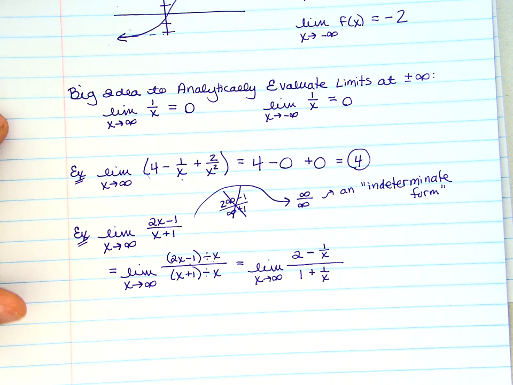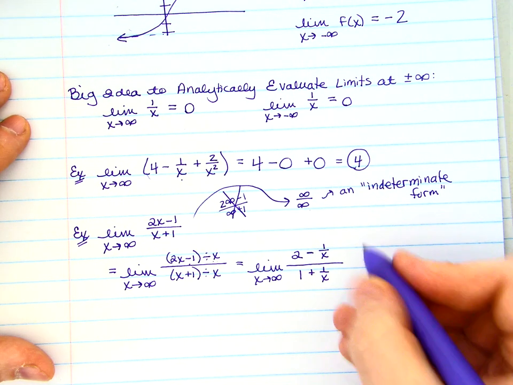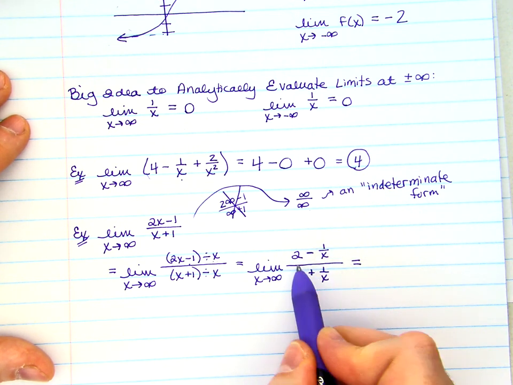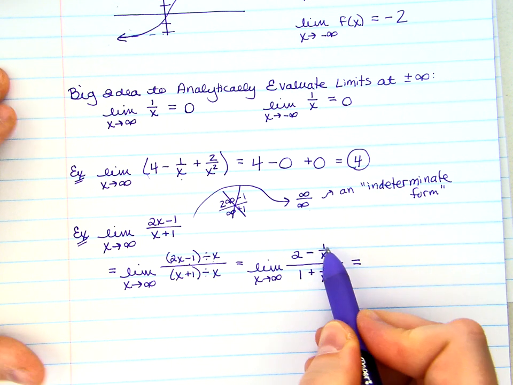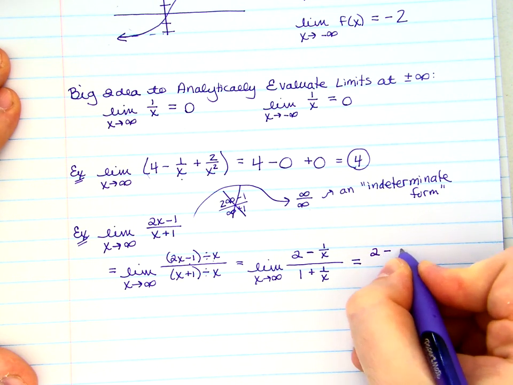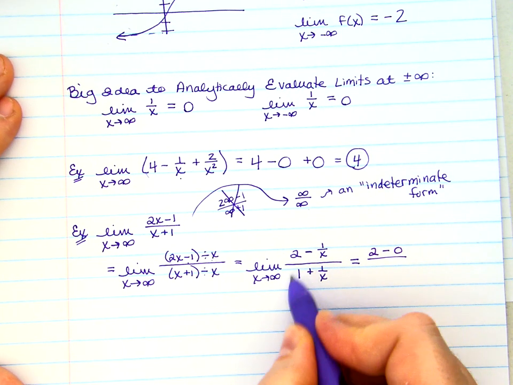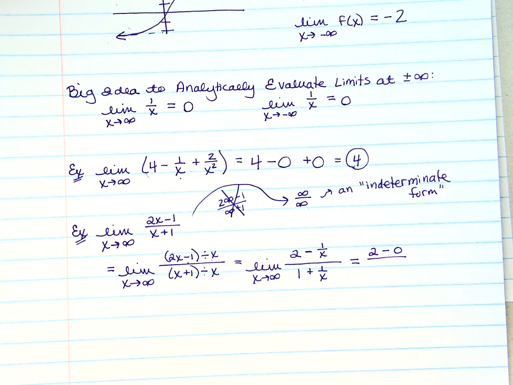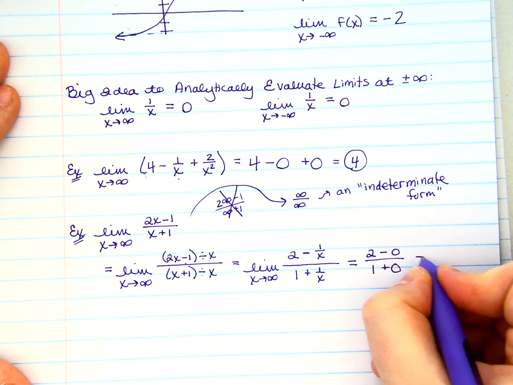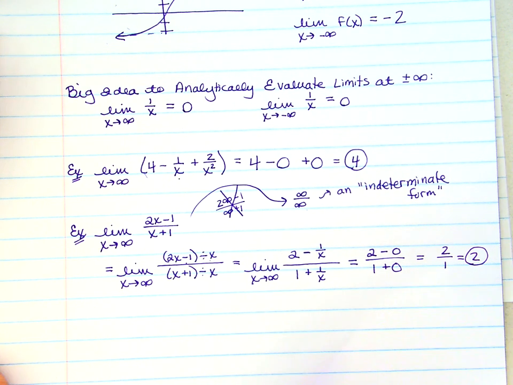Well, now if I try to plug in a huge number, I'm not going to get that infinity over infinity indeterminate form. On the top, if you plug in a huge number, well, what is 2 minus 1 over a huge number? That should give you 2 minus 0. I'll clean that up in a moment. What do you get when you plug a huge number into the bottom? That should give you 1 plus 0. This limit is just 2 over 1. This limit is 2.